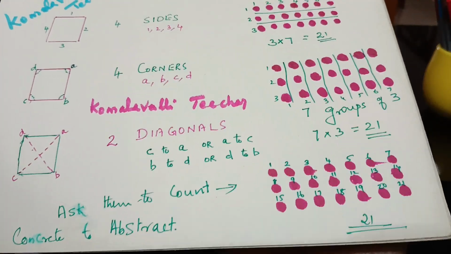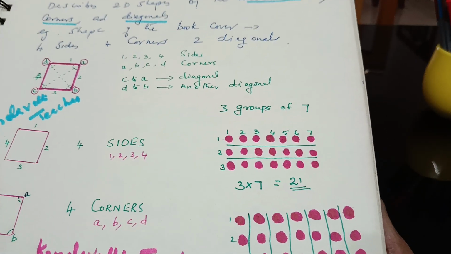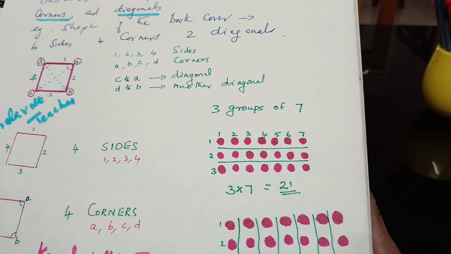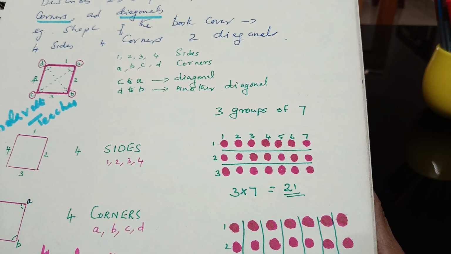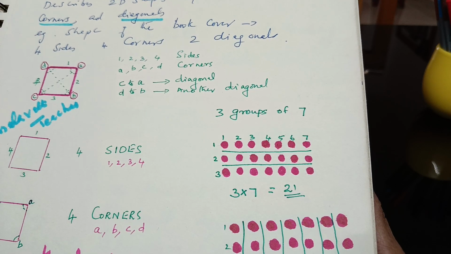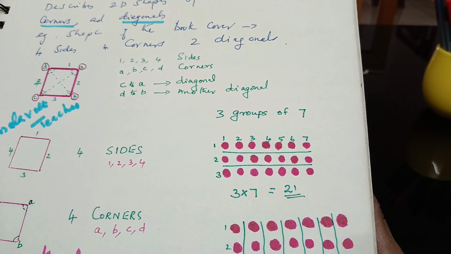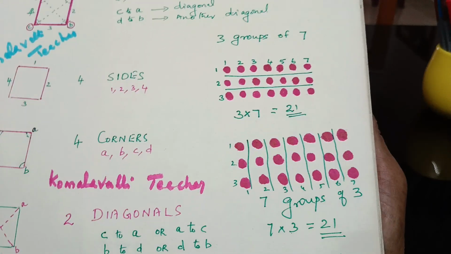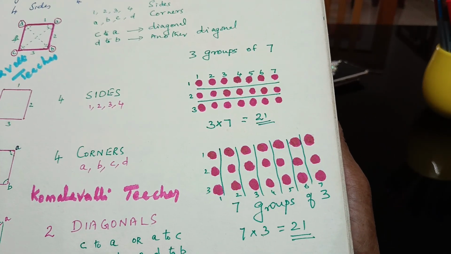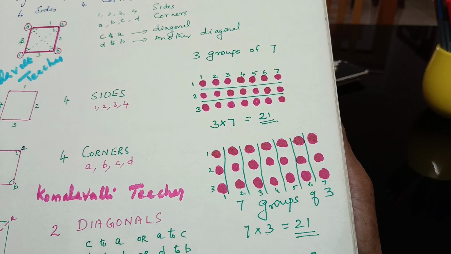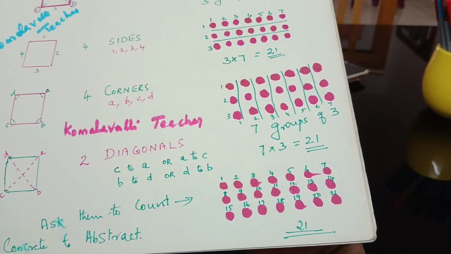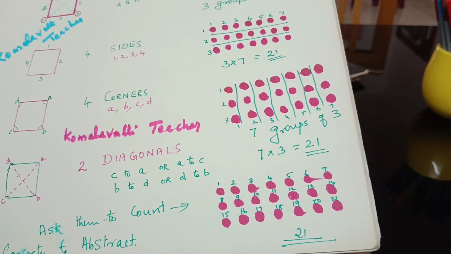Here are sides, corners, diagonals, which I have written separately, and they are understanding multiplication. See, 3 groups of 7. 3 into 7 is 21. If you count 1, 2, 3, 4, 5, 6, 7 like that 3 times, you will get 21. Then another way, you can say 7 groups of 3. 7 into 3 you will get the same. After all, you can count and show 1, 2, 3, 4, and that way you reach 21.